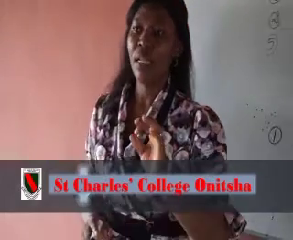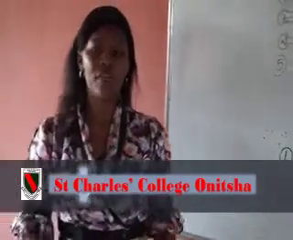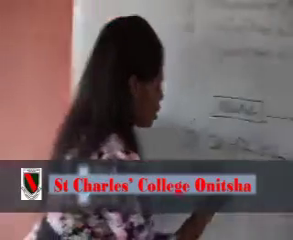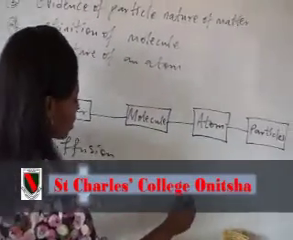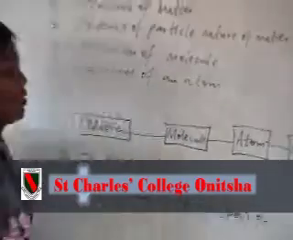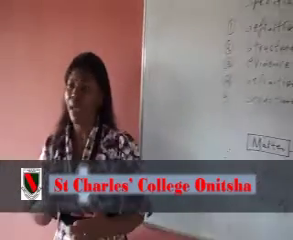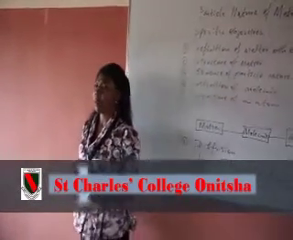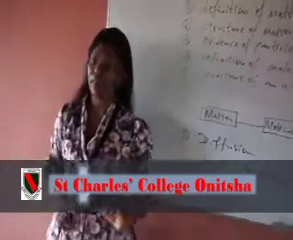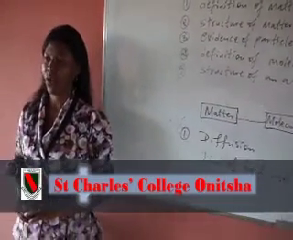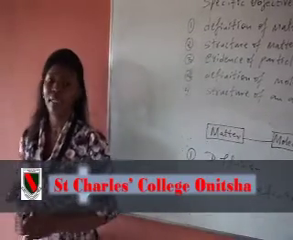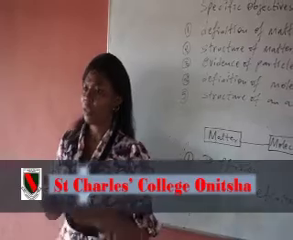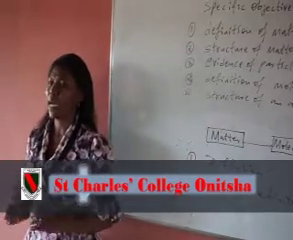Another evidence is law of definite proportion. Law of definite proportion has to do with the idea of combining two or more elements to form a compound, and they do so in simple proportion by weight. When two or more elements combine to form a compound, they do so in simple proportion by weight.